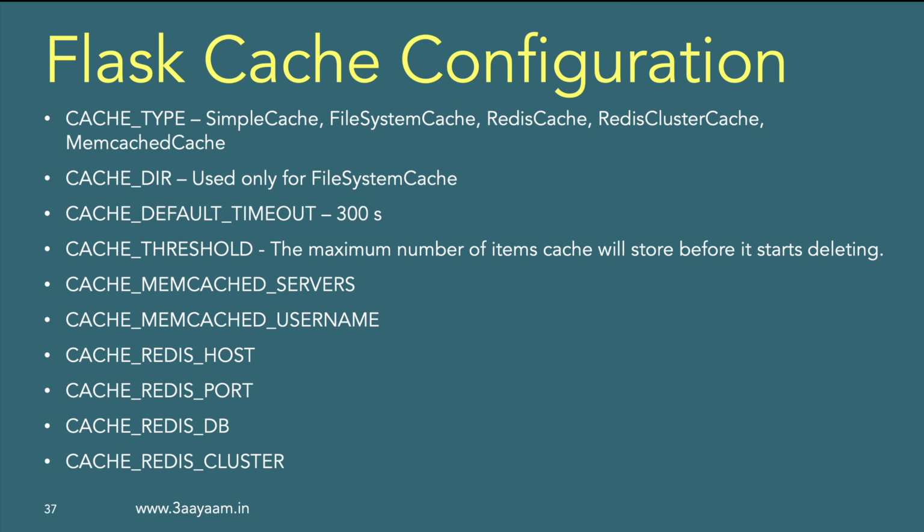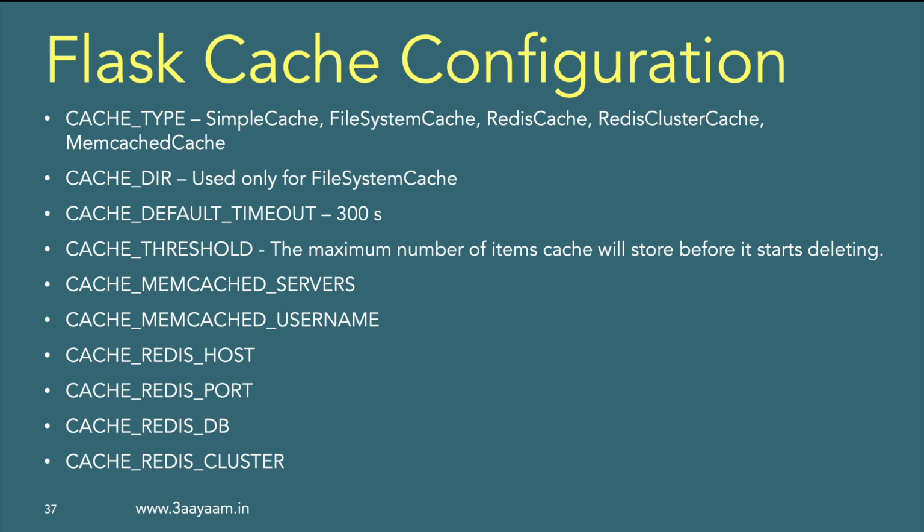The next configuration that I want to talk about is cache_dir, which is used to mention the directory that would be used for file system caching. In this directory, the file would be saved where the data is cached. Cache default timeout: by default, there's a timeout of 5 minutes. If you do not use a timeout, then 5 minutes of timeout would be used. Then you have cache threshold, and this is an important parameter. This parameter tells what should be the maximum number of items that should be stored in the cache.